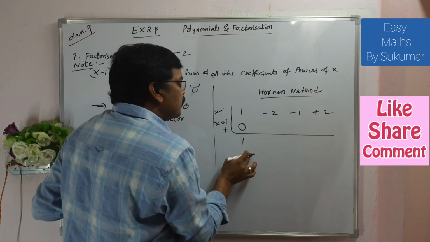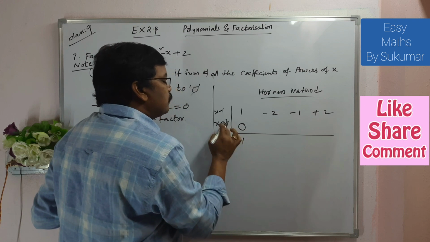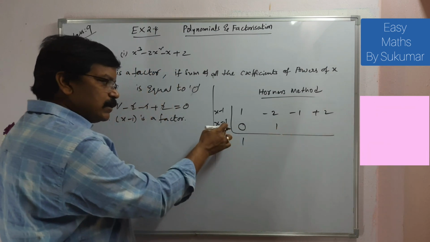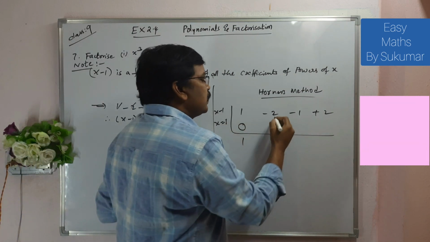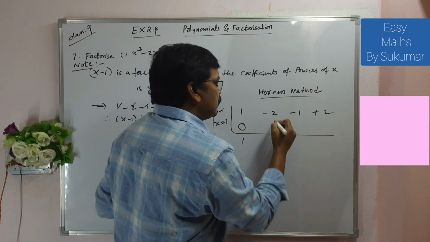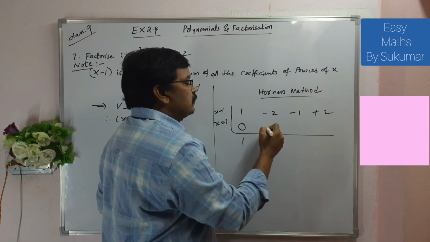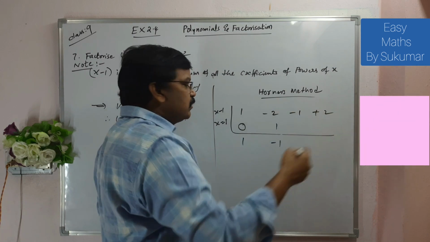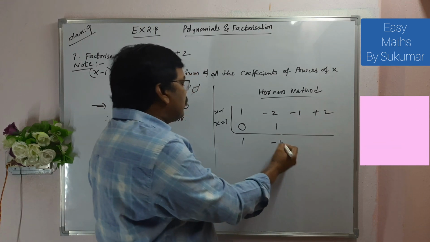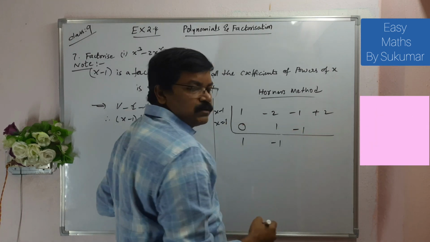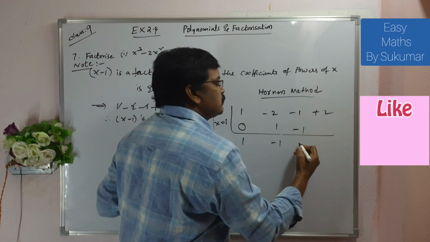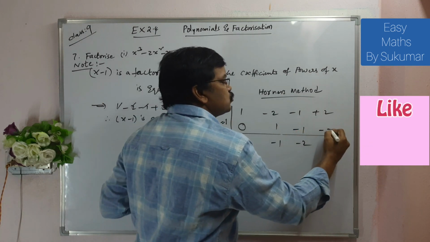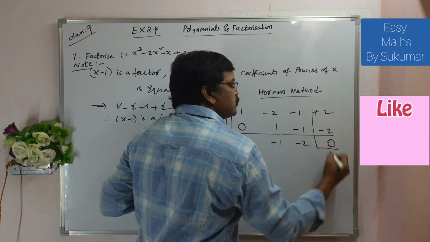1 plus 0 is 1. Now this 1 should be multiplied with 1, and 1 times 1 is 1 here. Next, minus 2 plus 1 is minus 1. We should add each column, addition only. Again, minus 1 times 1 is minus 1, so minus 1 plus minus 1 is minus 2. Minus 2 times 1 is minus 2, so this sum is 0.